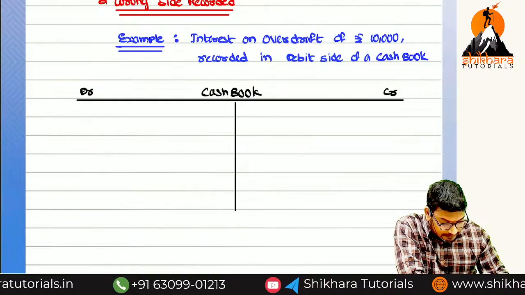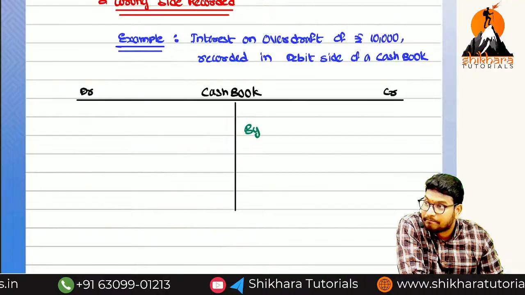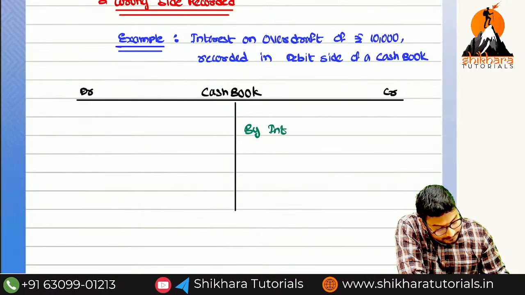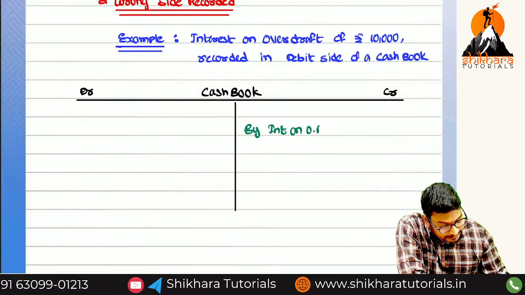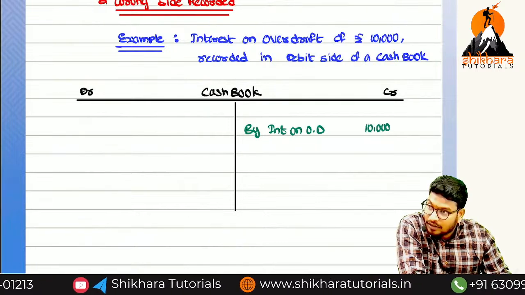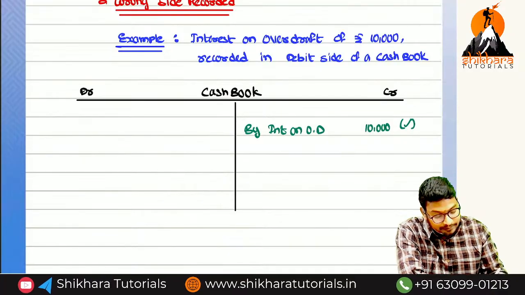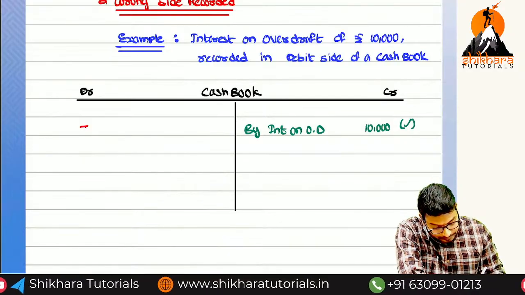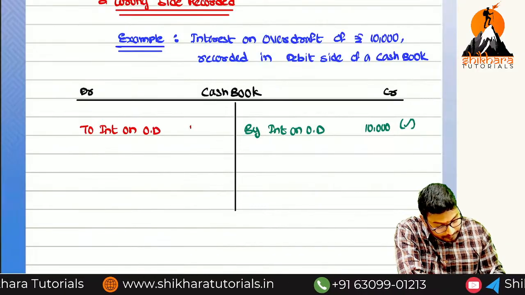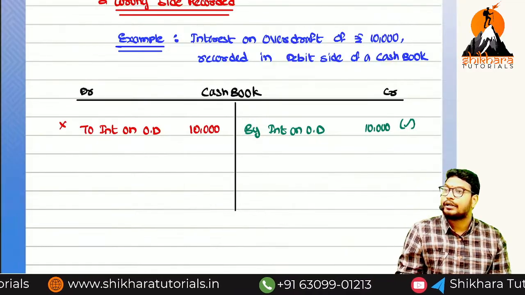Sorry guys, the tab is not working. What do we need to write? It is an interest on OD. So by interest on overdraft, of rupees how much? 10,000. Is this right or wrong? This is right. We have to do like this. But how have they done it? The wrong one. To interest on overdraft, they have recorded this one. Is this right or wrong? This is wrong.